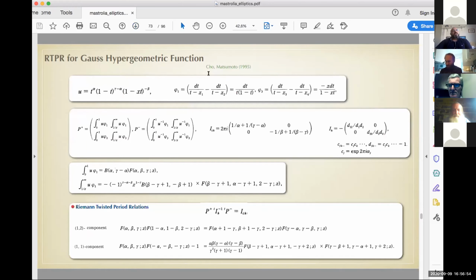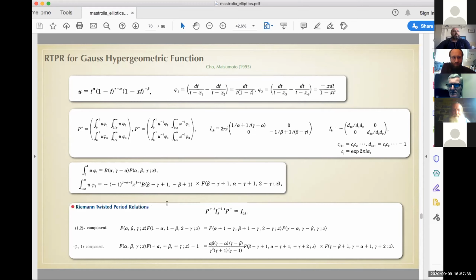In the original paper of Cho and Matsumoto in the mid-90s, they consider, among the various examples, hypergeometric functions, where the hypergeometric is characterized by this U form, and they picked up these two independent forms, phi1 and phi3. With this form they built a 2x2 period matrix and dual period matrix by choosing independent integration contours and choosing phi1 and phi3 as independent forms. They built the intersection matrix for cohomology, and this is the intersection matrix for homologies.